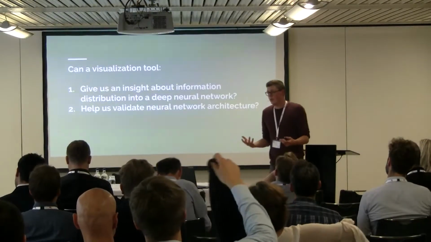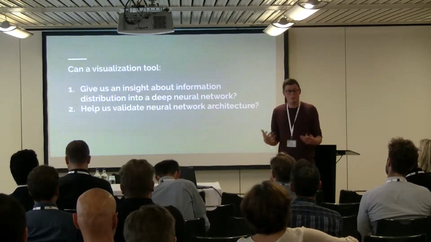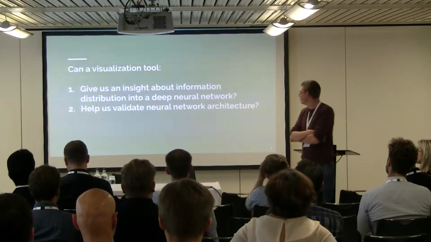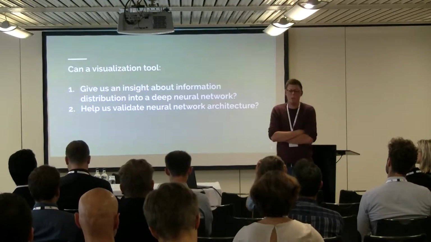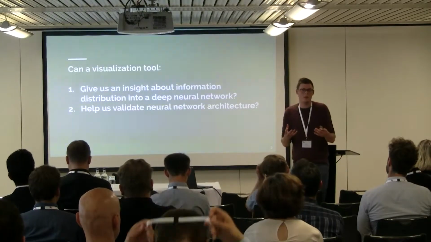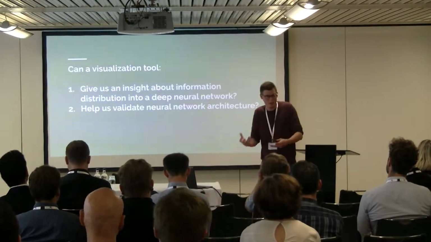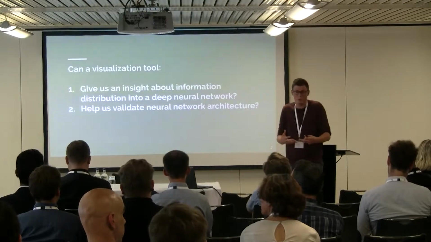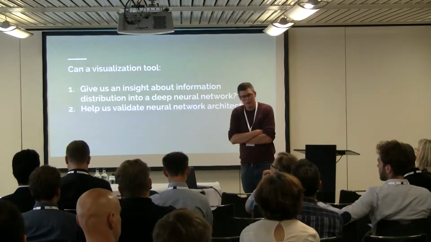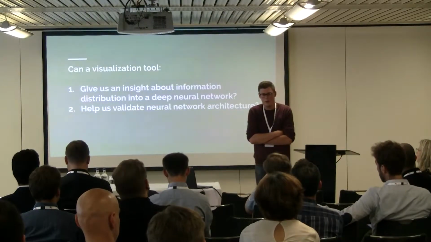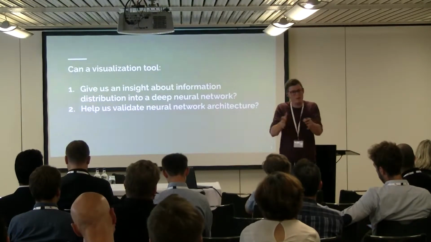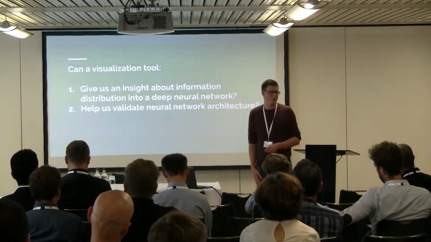The main question that we tried to answer was: can a visualization tool give us an insight about information distribution in deep neural networks? Is the position of information in the neural network relevant? And also, can a visualization tool help us validate neural network architecture? Like with my tool, is it possible to say, okay, for this task, is it good to use this architecture or not?